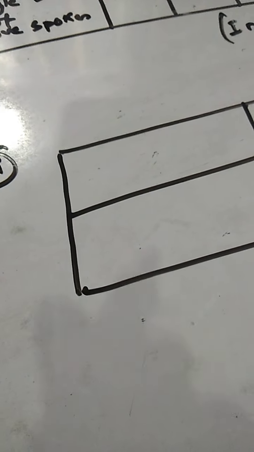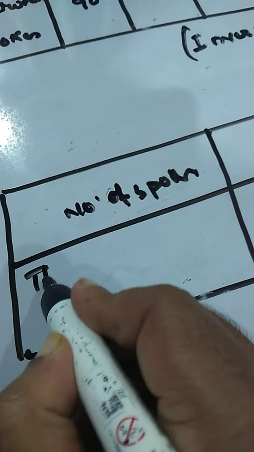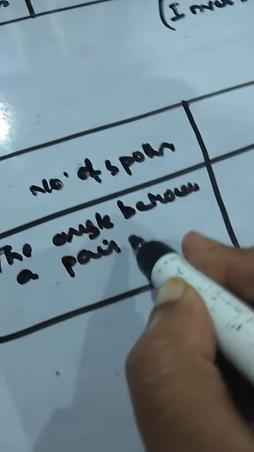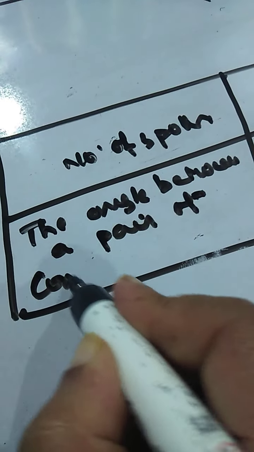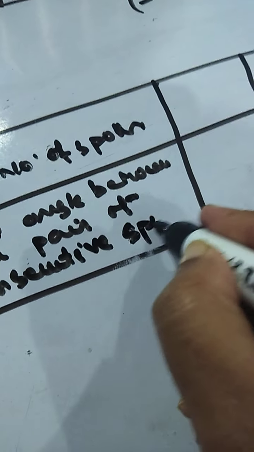Now in the question of sum number 2, it is written, calculate the angle between a pair of consecutive spokes on a wheel with 15 spokes. So we'll maintain these topics. First we'll write number of spokes. And the next topic we'll write the angle between a pair of consecutive spokes. Okay, we'll maintain this and we'll also maintain the first column, that is 4 and 90 degree.